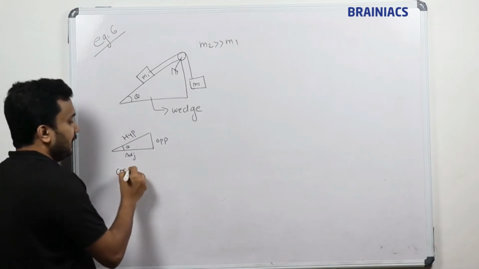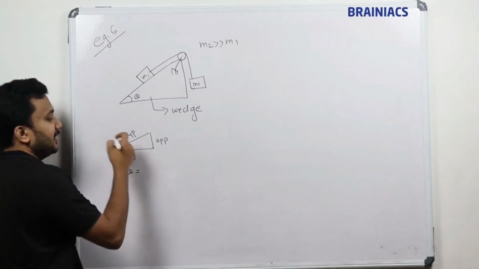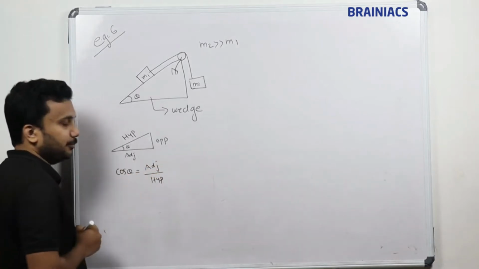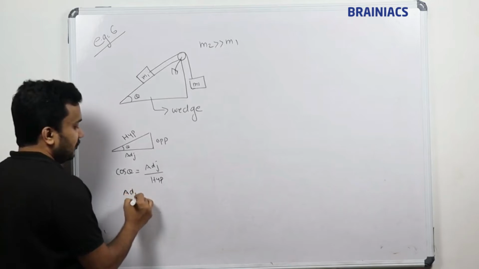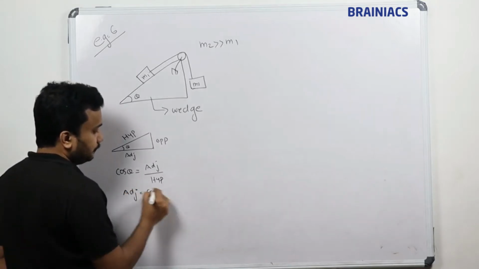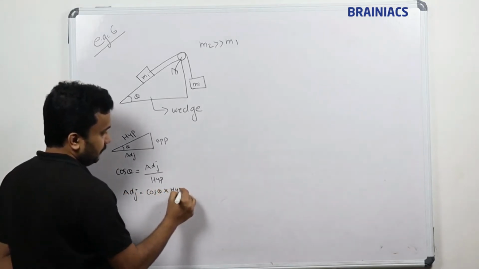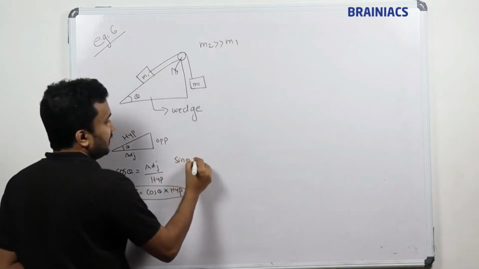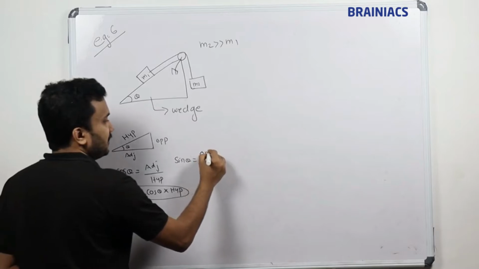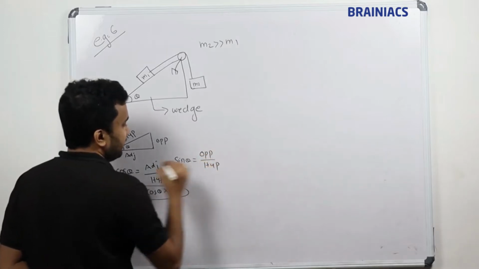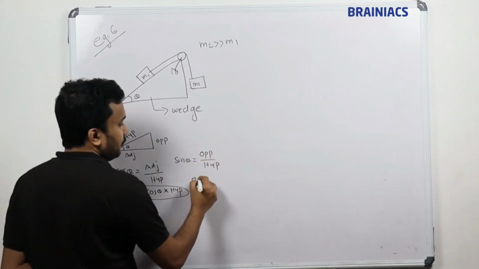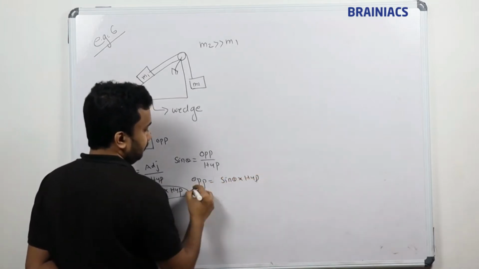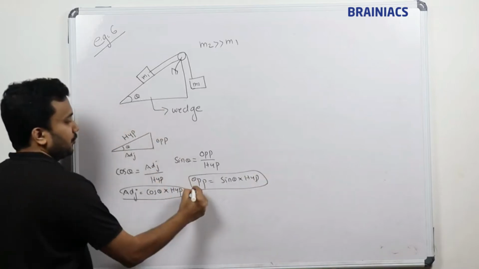What is cos theta in trigonometry? Cos theta is adjacent side by hypotenuse, so ADJ divided by HYP. So I can say adjacent side will be equal to cos theta into hypotenuse. Similarly, if I find sin theta, what is it? Opposite side divided by hypotenuse, right? This is a mathematical principle. So the opposite side is sin theta multiplied with hypotenuse. These two equations you have to remember always.